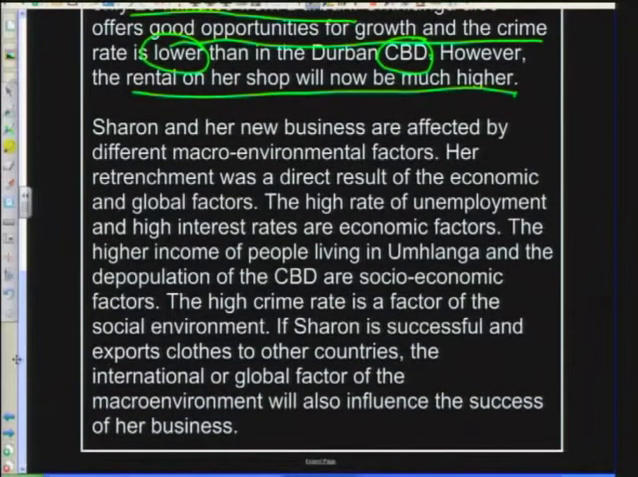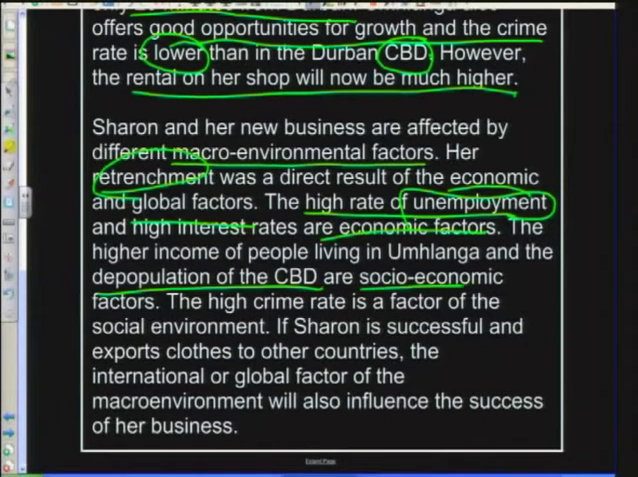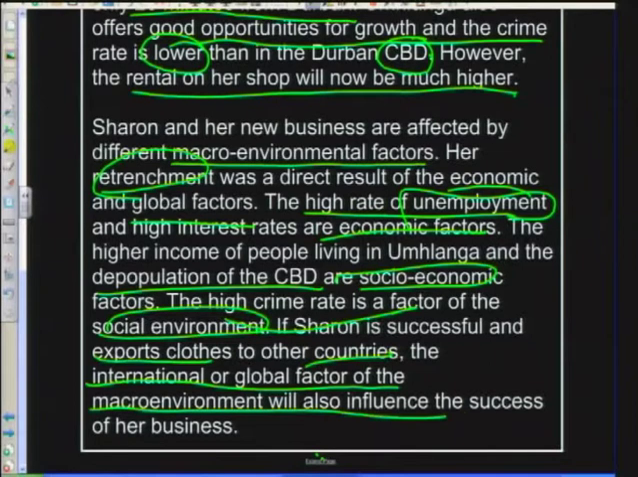Sharon and her new business are affected by different macro environment factors. Her retrenchment was a direct result of economic and global factors. Now, the high rate of unemployment and high interest rates are economic factors. The depopulation of the CBD is a socio-economic factor, and the high crime rate is a factor of the social environment. Now, if Sharon is successful and exports her clothes to another country, the international or global factor of the macro environment will also influence her business.